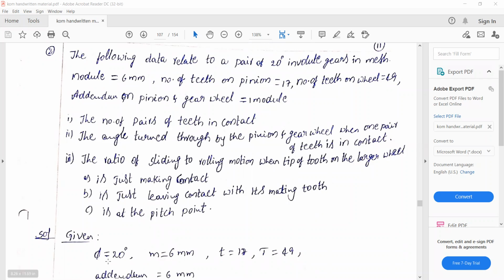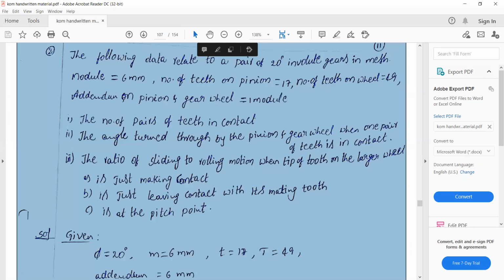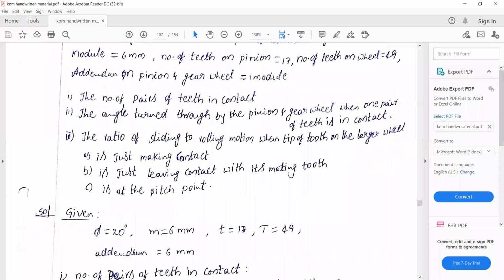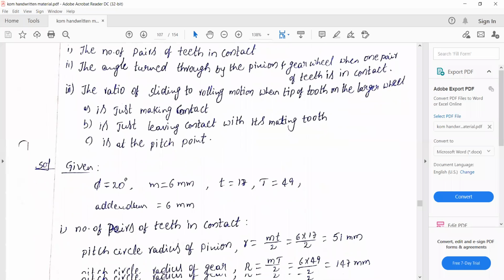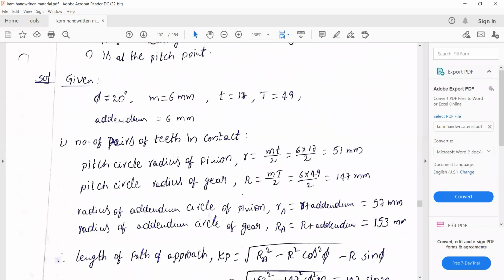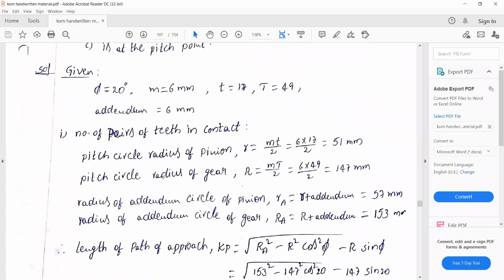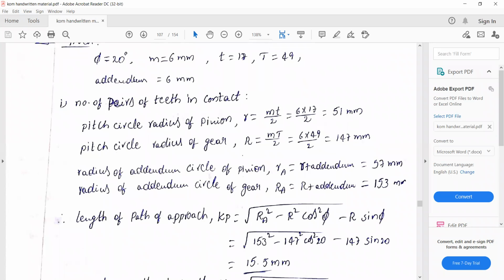The pressure angle is 20 degrees, module 6 mm, number of teeth small t equals 17 and capital T equals 49, and addendum equals 6 mm. Those are the given values. Now we are going to find the number of pairs of teeth in contact.